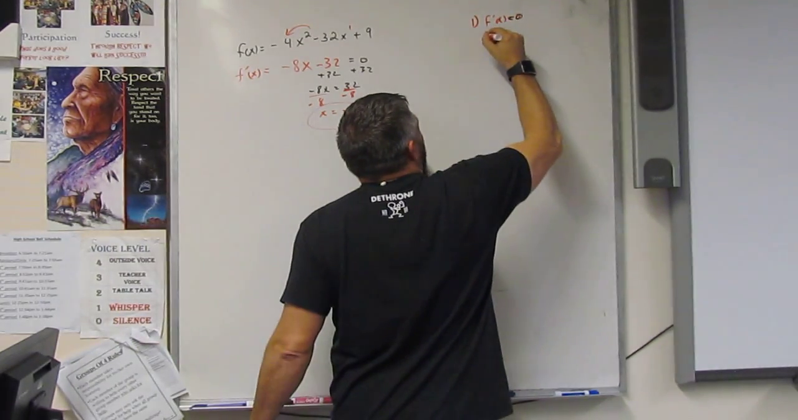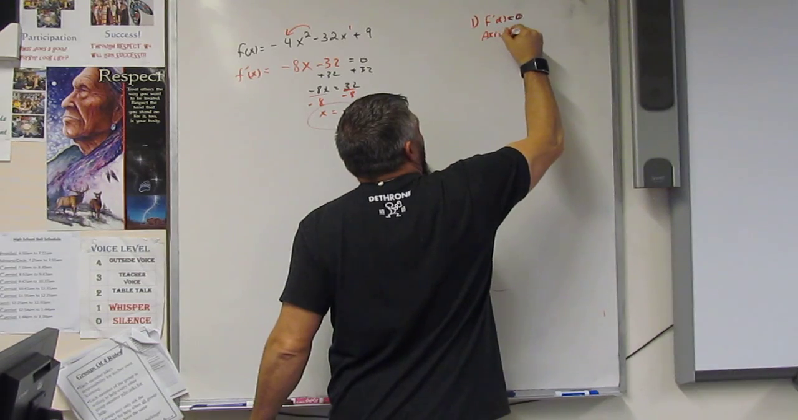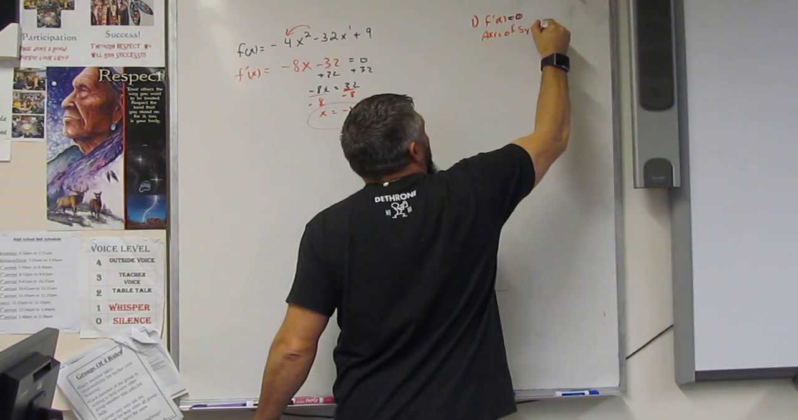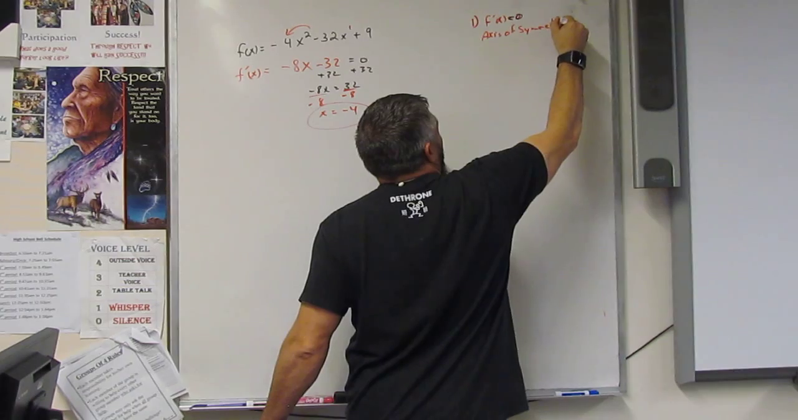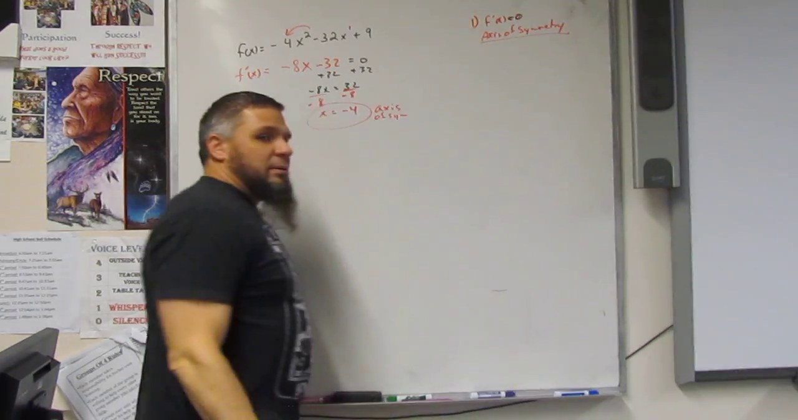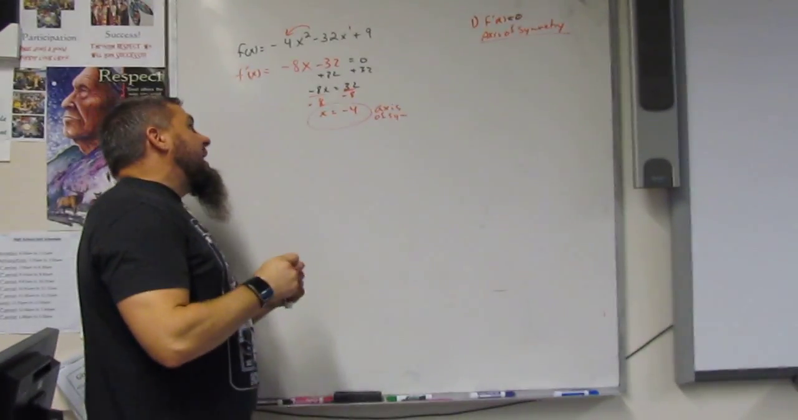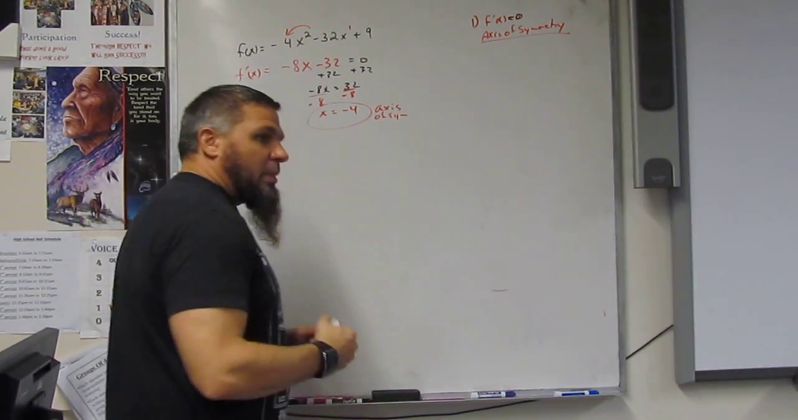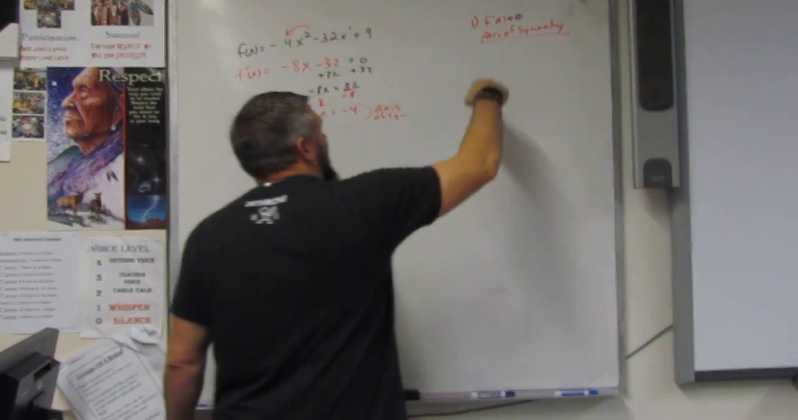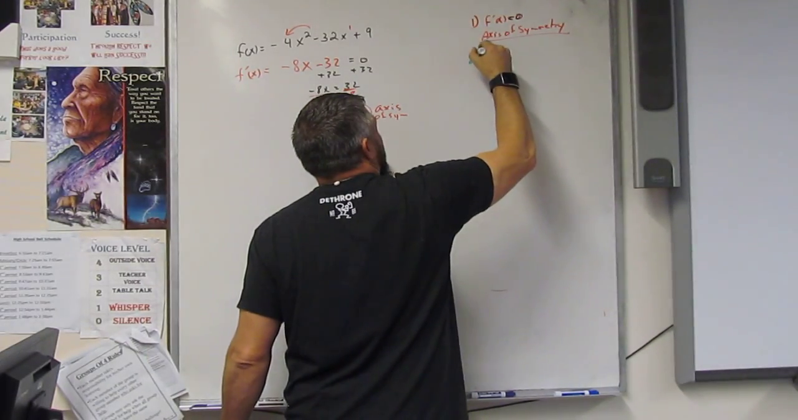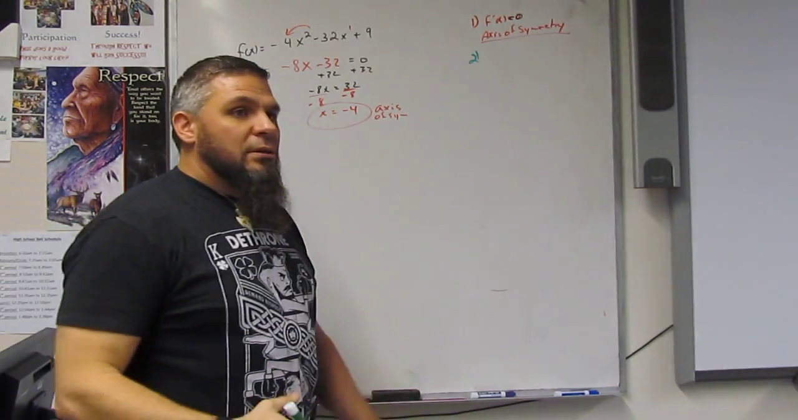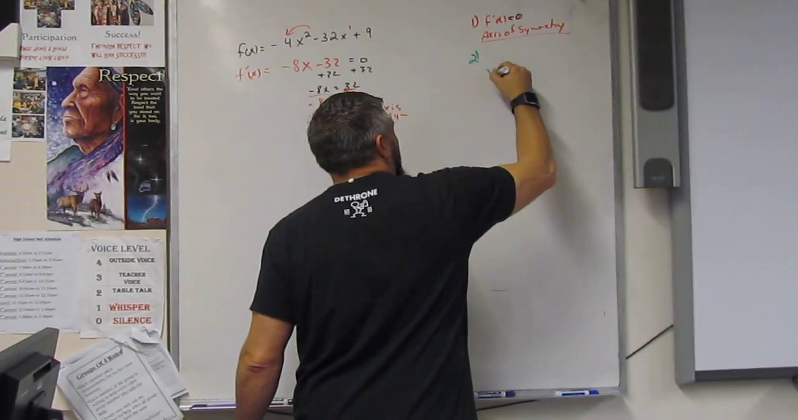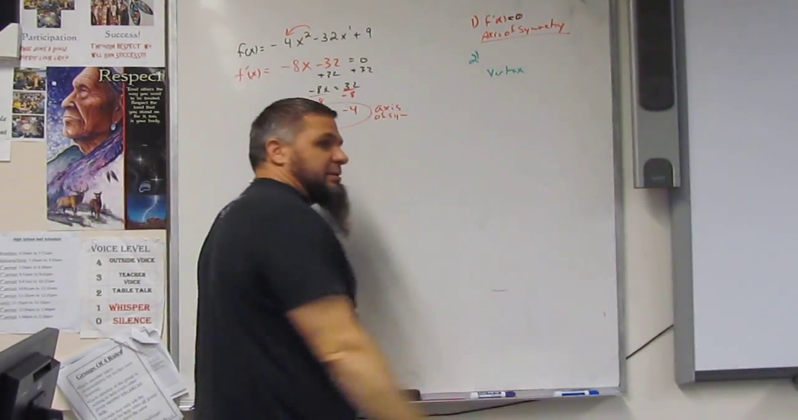So that is our axis of symmetry. That's the first step, is to find the axis of symmetry. The second step. That's still part of the first step? Yep. That is the first step. The second step is to do what? Find the vertex. How do we find the vertex?